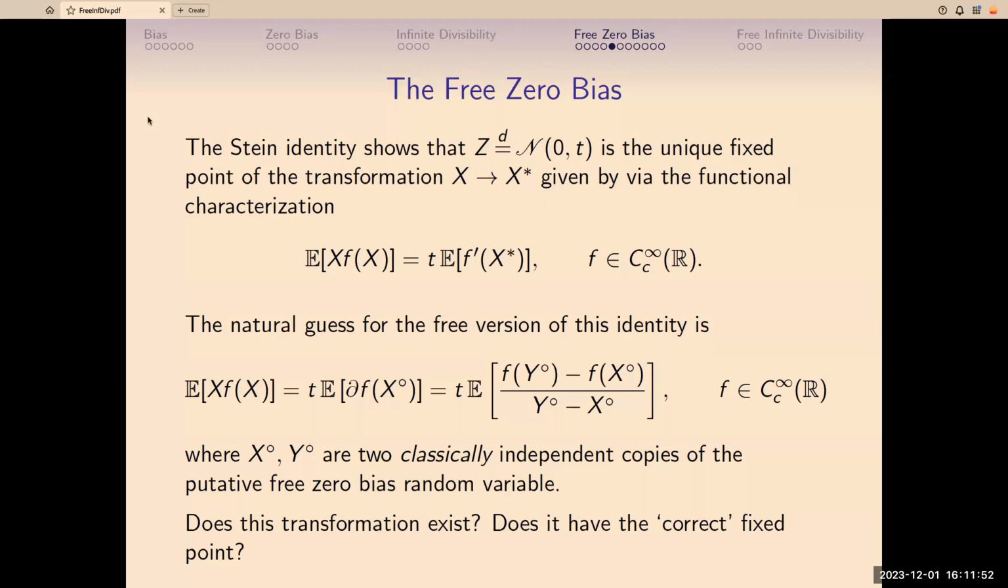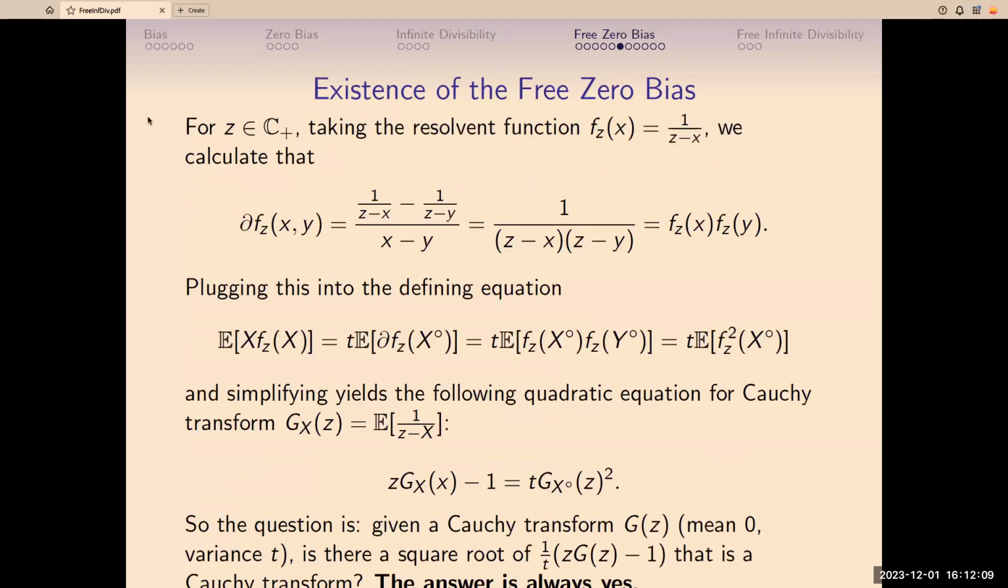And when we look at that, we ask, can we prove this exists? Is it true, as it is in the classical case, that for every mean zero, finite variance X, there exists such a distribution? And does it have the right fixed point property? The answer is yes. It always exists, and it has the right fixed point property.